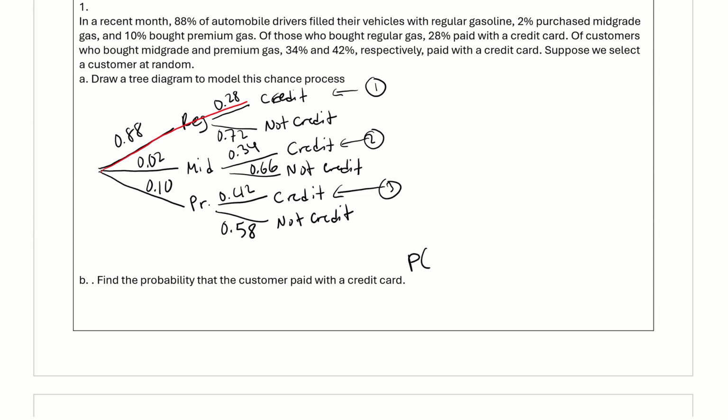So probability of credit card is 0.88 times 0.28, plus the next pathway, mid-grade and credit, 0.02 times 0.34. And then we got 0.10 times 0.42.